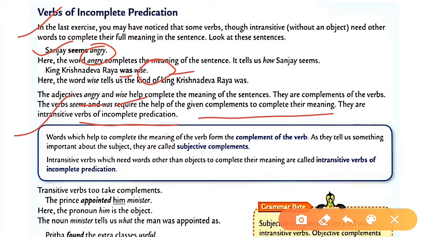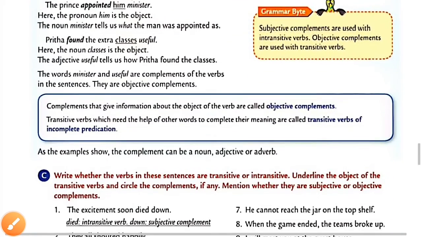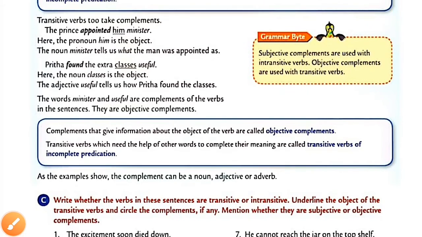So guys, this is clear, I hope. Words which have to complete the meaning of the verb form the complement of the verb. As they tell us something important about the subject, they are called subjective complements. Intransitive verbs which need other words to complete their meaning are intransitive verbs of incomplete predication. Okay guys, move to next.